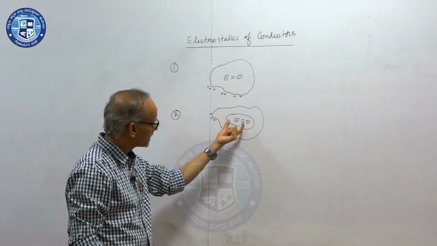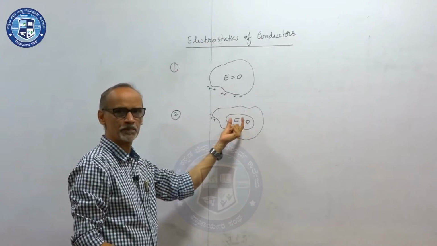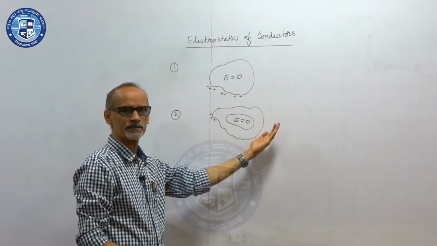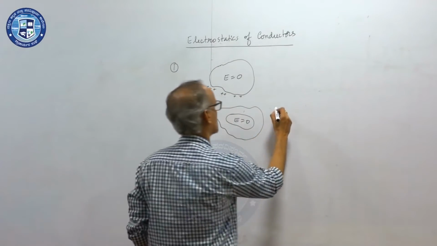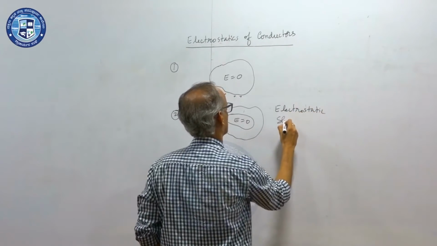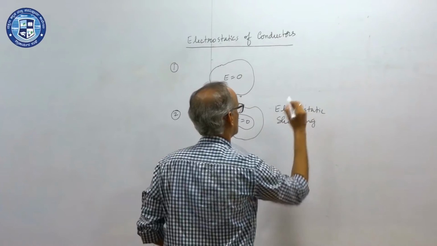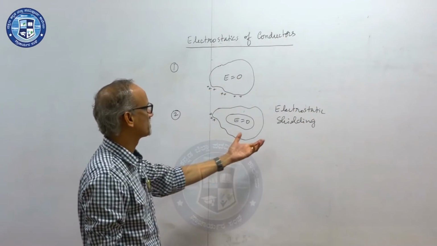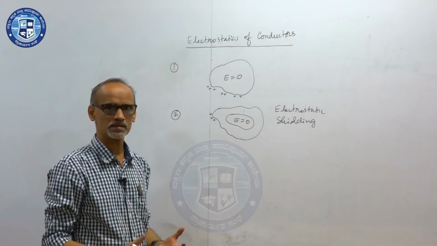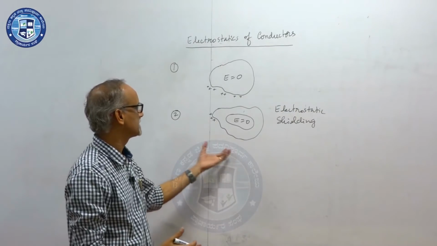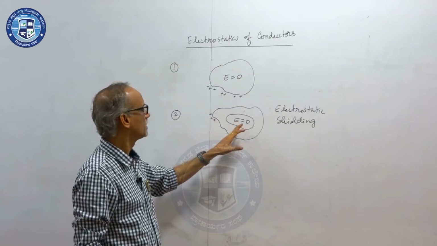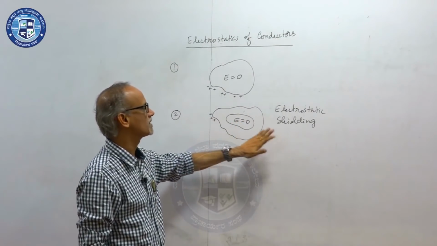So in the cavity, if we place any object, it is free from the electrical influence of the external field, and that is why this is called electrostatic shielding. And this concept can be used to protect the electrostatic apparatus by placing it inside any metal structure, so that it is free from the influence of the external electric field.